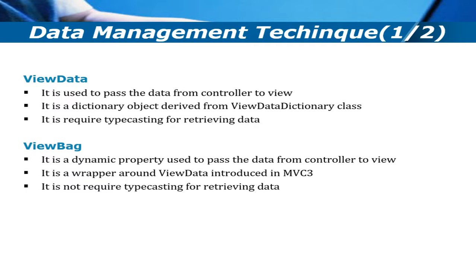ViewData is a dictionary object which is derived from the ViewDataDictionary class, and ViewBag is a wrapper around the ViewData which was introduced in MVC4. So let's see how we can pass the data from controller to view using a ViewData object as well as a ViewBag.